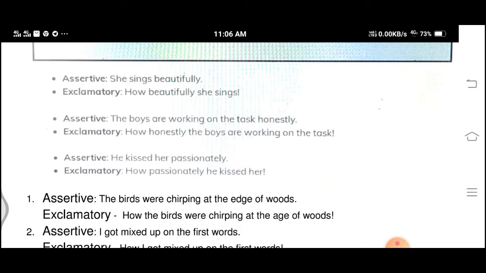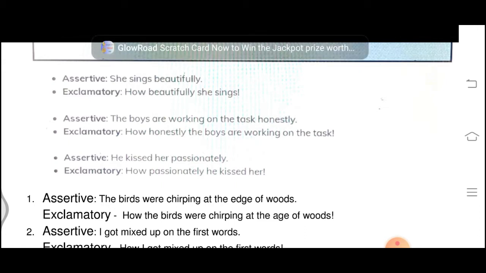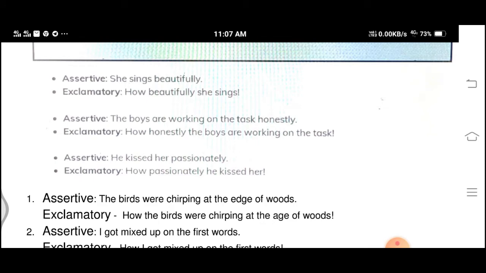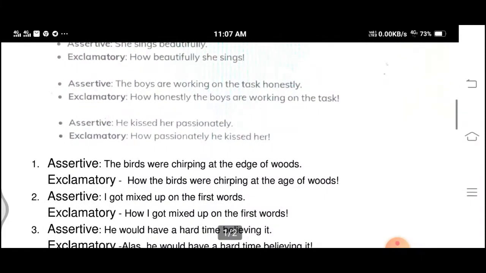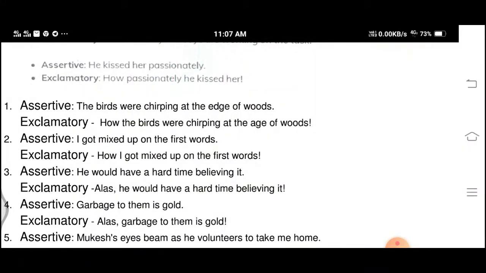Next one is: the boy is working on the task honestly. How honestly the boy is working on the task. You have to understand the structure of exclamatory sentences, then you don't have any problem at the time of changing assertive sentence to exclamatory. Next is: he kissed her passionately. How passionately he kissed her. How, then adverb, then subject, then verb, exclamation mark.